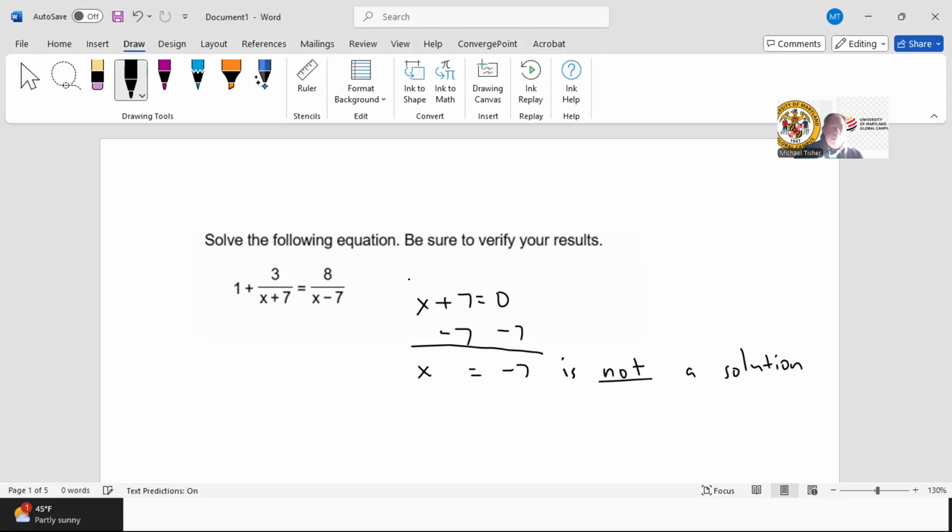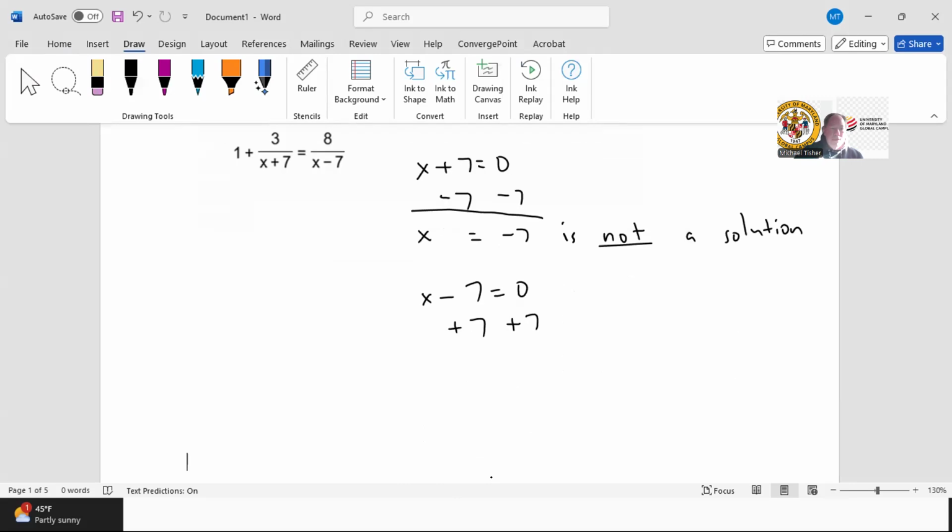And then we have another denominator here, x minus 7. We'll do the same thing. We'll set x minus 7 equal to 0. And then we'll get x by itself by adding 7 to both sides. And we get x equals 7. So this says that 7 is not a solution.